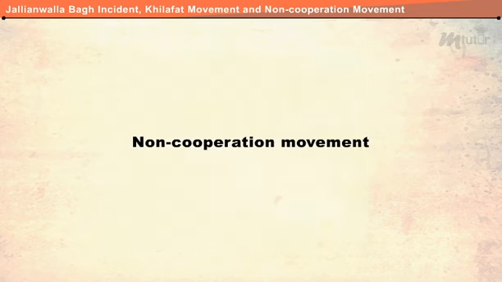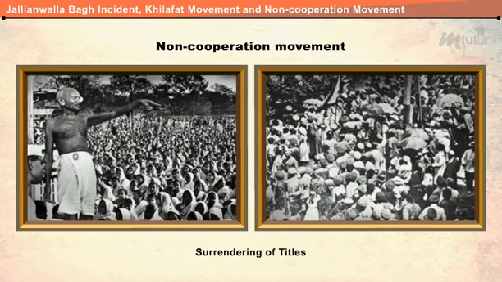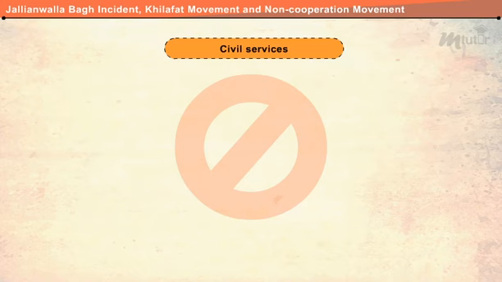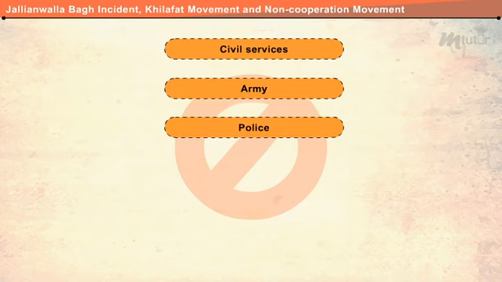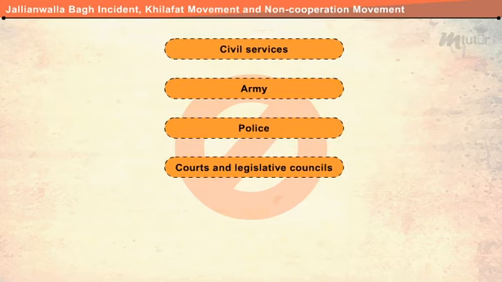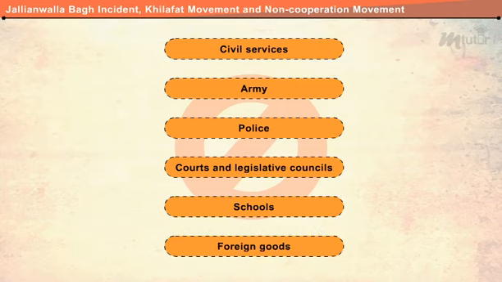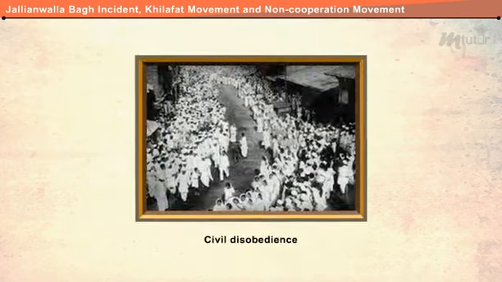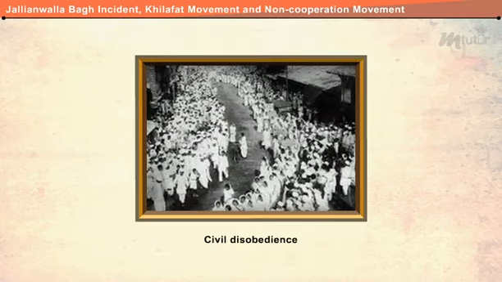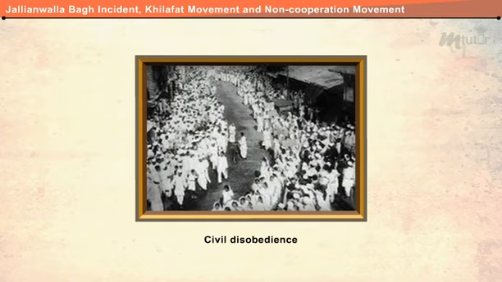The non-cooperation movement took place in many stages, like surrendering of titles that were given by the government, followed by a ban on civil services, army, police, courts and legislative councils, schools, and foreign goods. Finally, if the government had forced people, a full disobedience campaign would have begun.